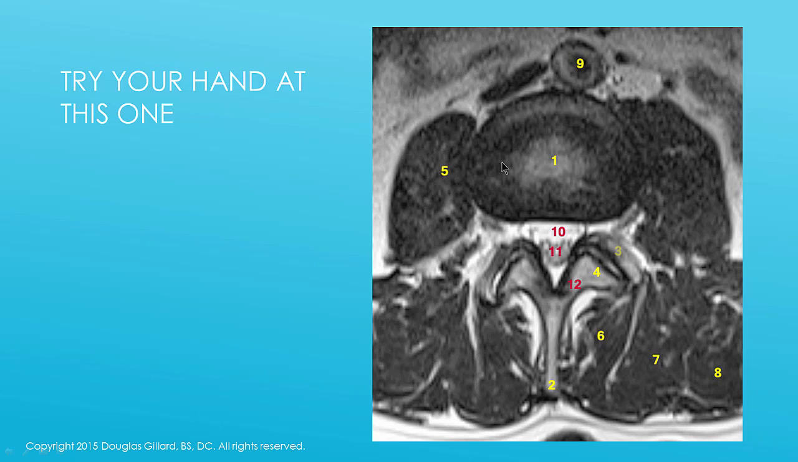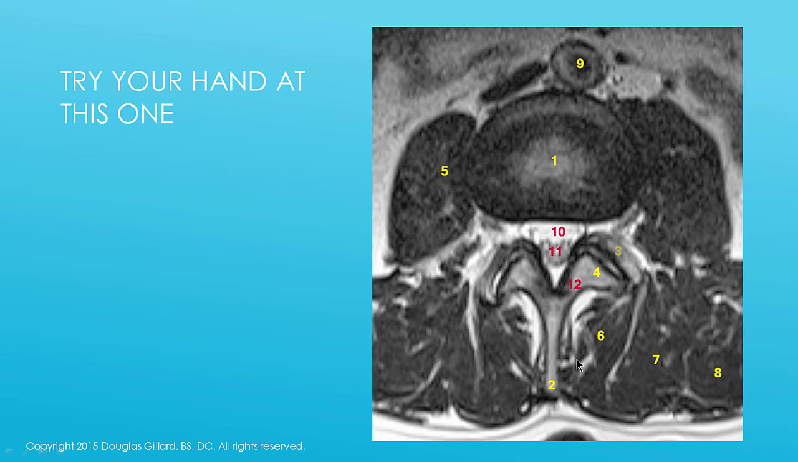So this is actually a view through the intervertebral disc. This white area here is the nucleus pulposus, and it's surrounded by black. That's the annulus fibrosus, which corrals the nucleus pulposus. This is the descending aorta right here, number 9. What muscle do you think this is? Psoas major muscles are right there.